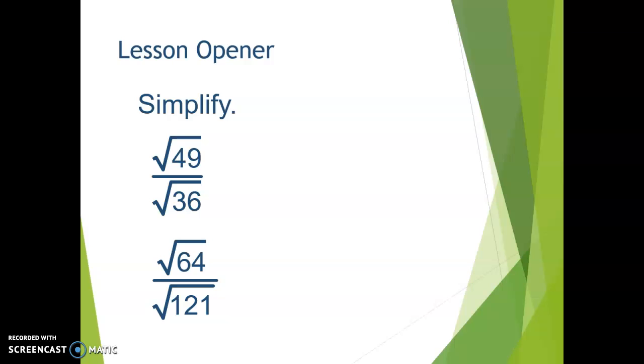Alright, hopefully you again recognize these as perfect squares, and you saw that the square root of 49 divided by the square root of 36 is just 7 over 6, and the square root of 64 over the square root of 121 is 8 over 11.